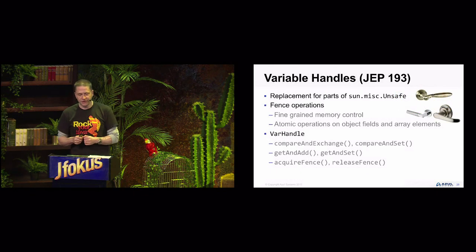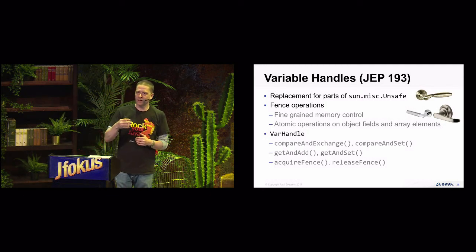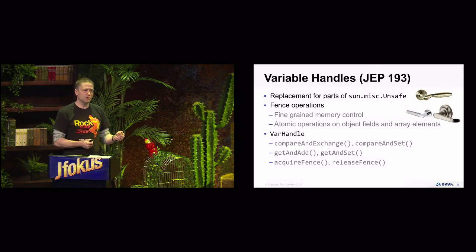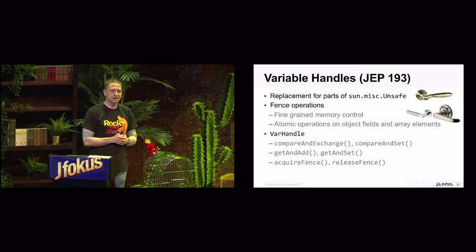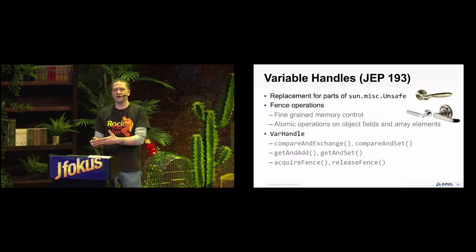Variable handles. These are looking at how to replace the functionality of sun.misc.Unsafe, which, because it needs to be encapsulated, there needs to be public APIs that replace the functionality of that. What variable handles do is give you some of that functionality that you would get from sun.misc.Unsafe, specifically around the idea of fencing operations and atomic operations.